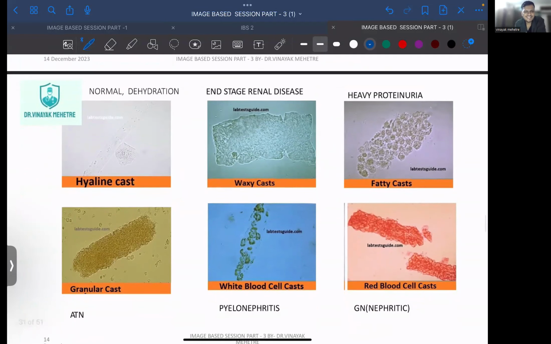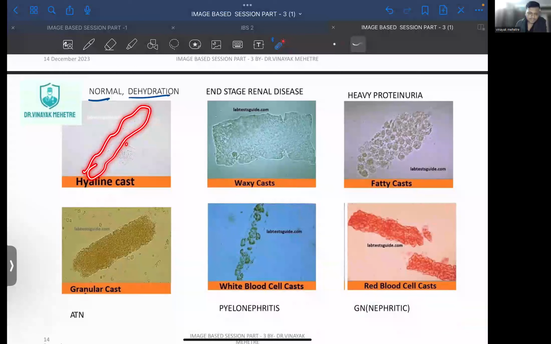Then come the casts. Normal or in dehydration, we will see hyaline casts, which are transparent casts. Waxy casts will be seen in end stage renal disease, that is ESRD. In proteinuria, what is happening? Protein is leaked, so we will see fatty casts.